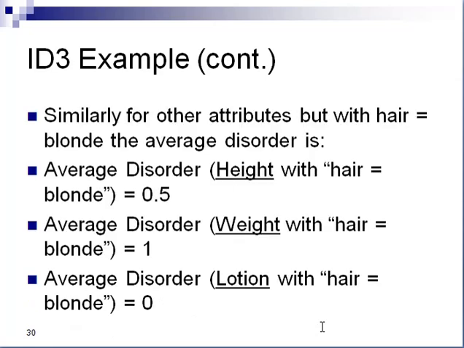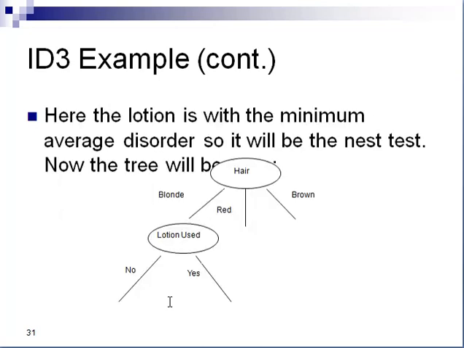Similarly, for the other attributes with hair equal to blonde, the average disorder is 0.5 for one, 1 for the weight attribute, and for the lotion attribute it comes out to be 0. In this way, for the specific blonde hair type, we are calculating the average disorder with the other attributes.